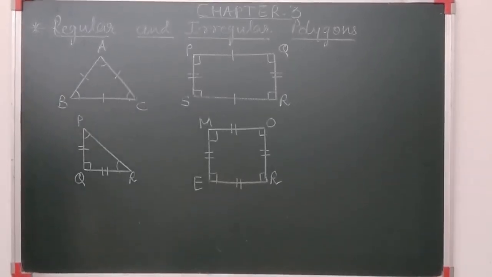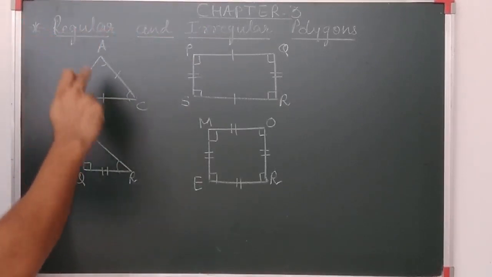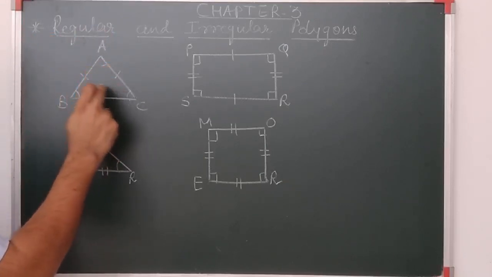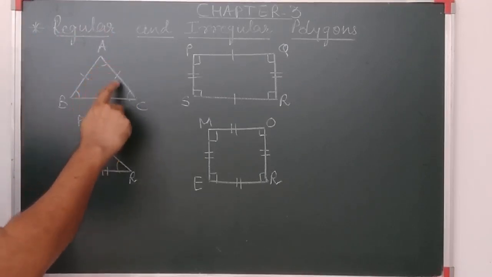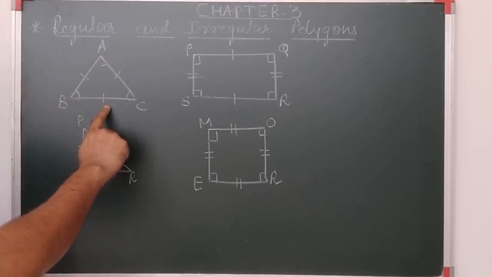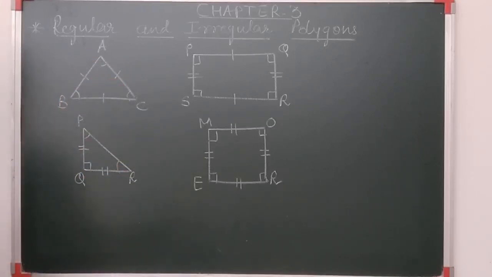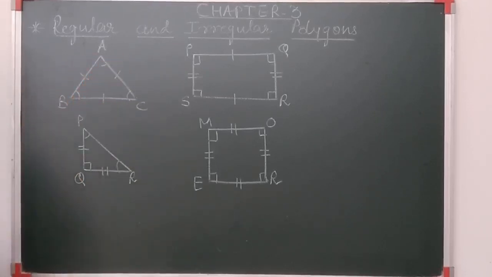Let's understand what regular and irregular polygons are. It's a very simple concept. Regular polygons are polygons which have all the sides as well as all the angles equal. That means they are equilateral as well as equiangular. मतलब all sides equal होने चाहिए, all angles be equal. Both conditions are essential, necessary. All sides and all angles must be equal.